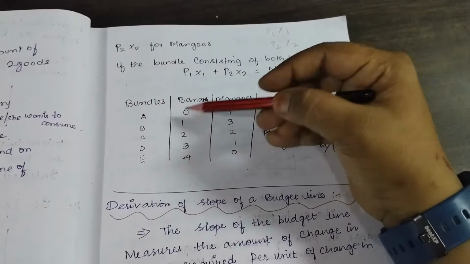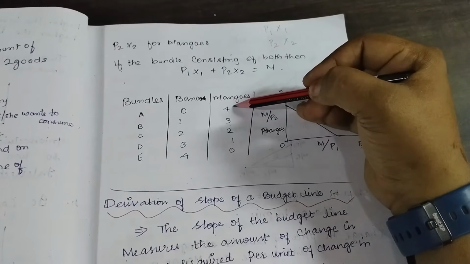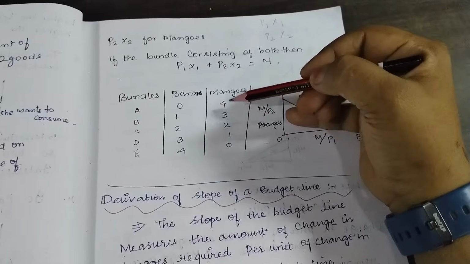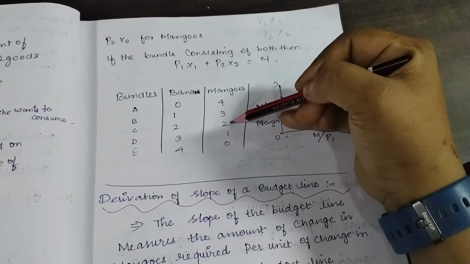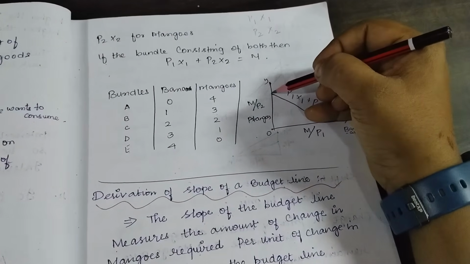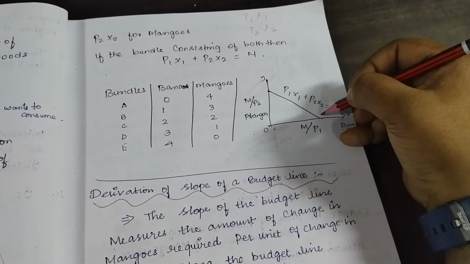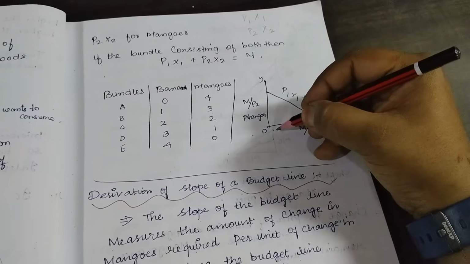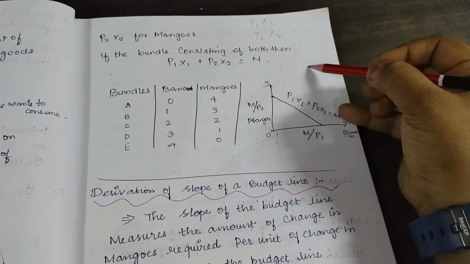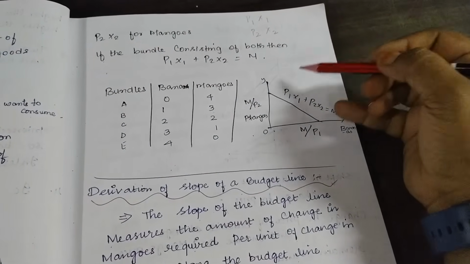If these are the bundles, if he is purchasing 0 bananas, then he will purchase the maximum mangoes. If he is purchasing 1 banana, then he will purchase 3 mangoes. 2 or 2, 3 or 1, 4 or 0. It means if he purchases the maximum of mangoes, then 0 bananas, and if he is purchasing the maximum of bananas, then 0 mangoes. So it is as per the price and income of the consumer. P1 X1 plus P2 X2 is equal to M.